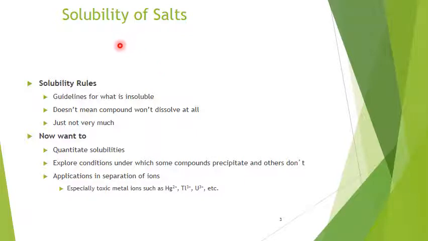When we went over solubility with double replacement reactions, the way we decided what things were soluble and insoluble was following solubility rules. Now what we want to do is get into more quantitative aspects of solubility, because some salts are more insoluble than others. So we're going to look at the relative solubilities between ionic compounds.